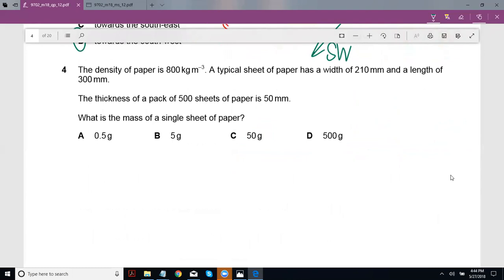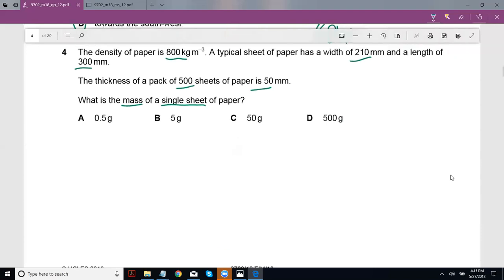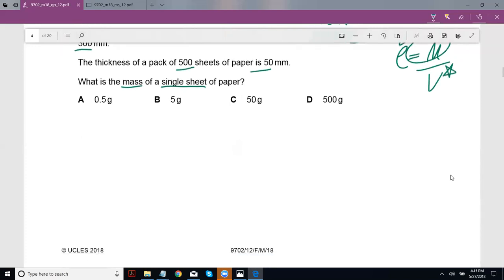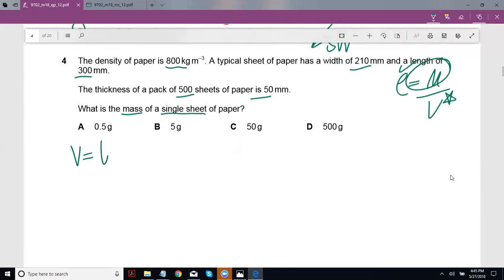So the density of paper is this much. A typical sheet of paper has width 210 millimeters and length 300 millimeters. The thickness of a pack of 500 sheets is 50 millimeters. What is the mass of a single sheet of paper? Now, if you think about this, you have density. Density is mass upon volume. You have density. You can calculate volume because you have the dimensions, and hence you can figure out mass. So if you first figure out volume, I believe this is more like a rectangular sheet of paper.